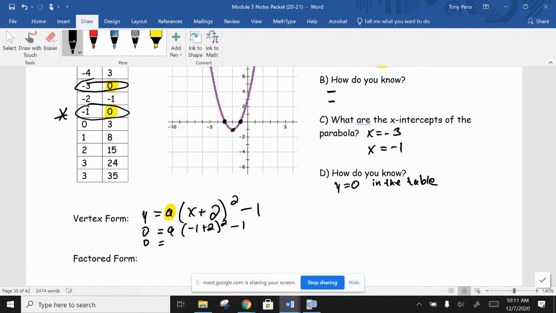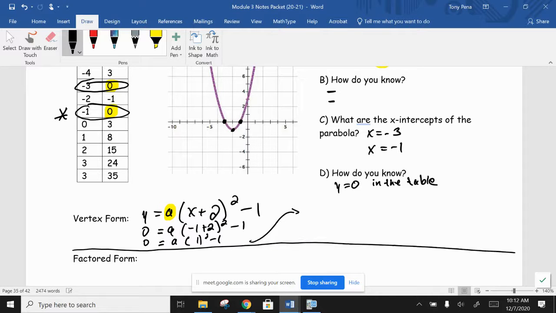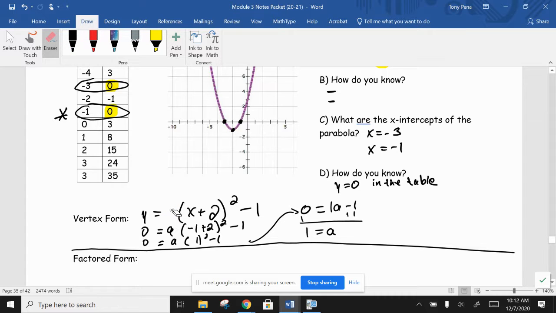So we get 0 equals -1 plus 1 is a 1 squared minus a. So we get 0 equals 1 squared is just a 1a minus a 1. Add your 1 over. And what we just see is that our a is a 1. So we come back up here. If this a is a 1, this is our vertex form.